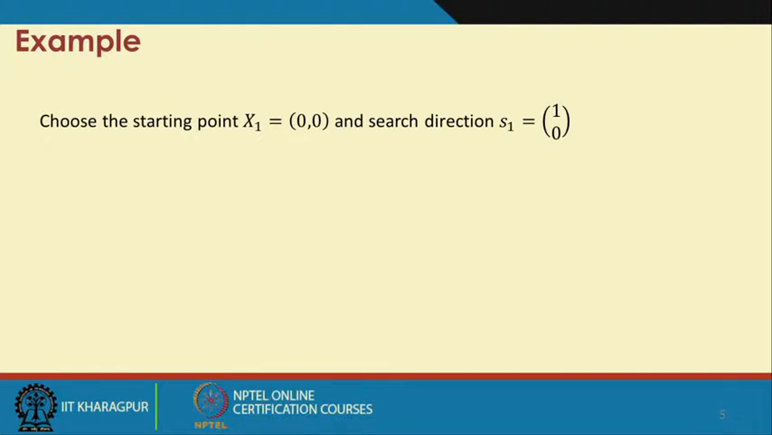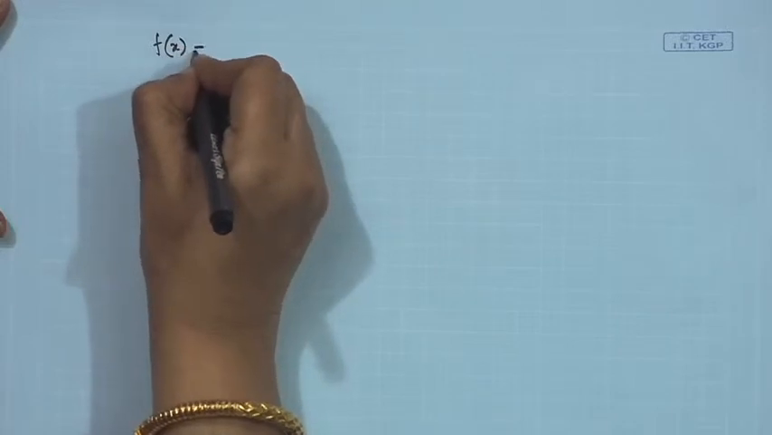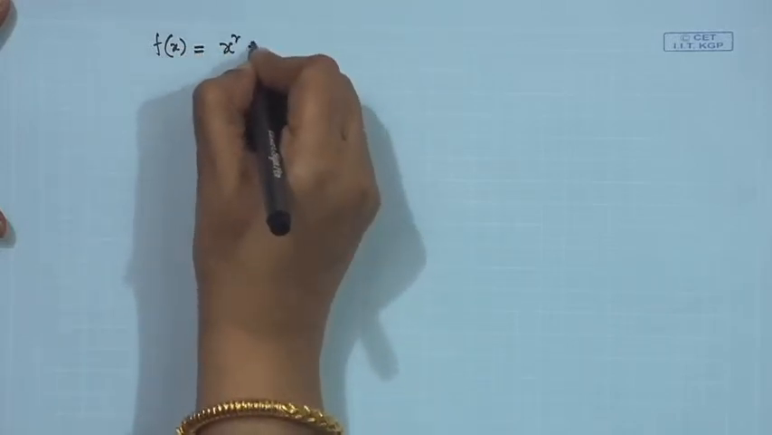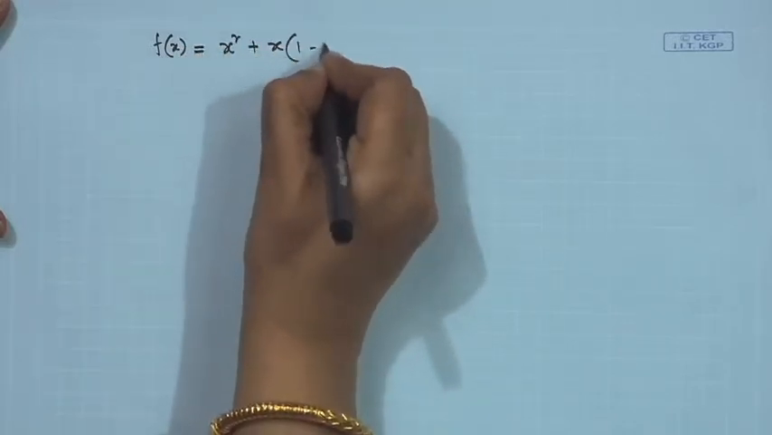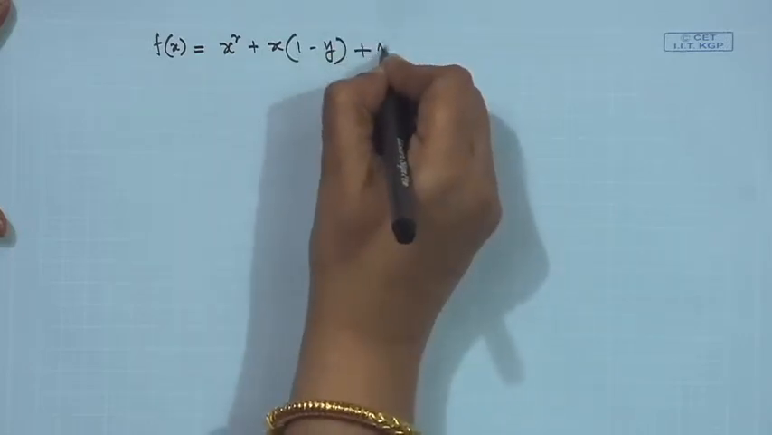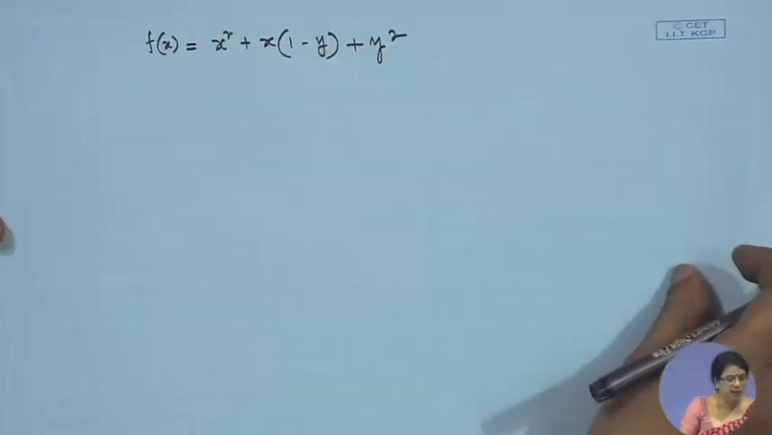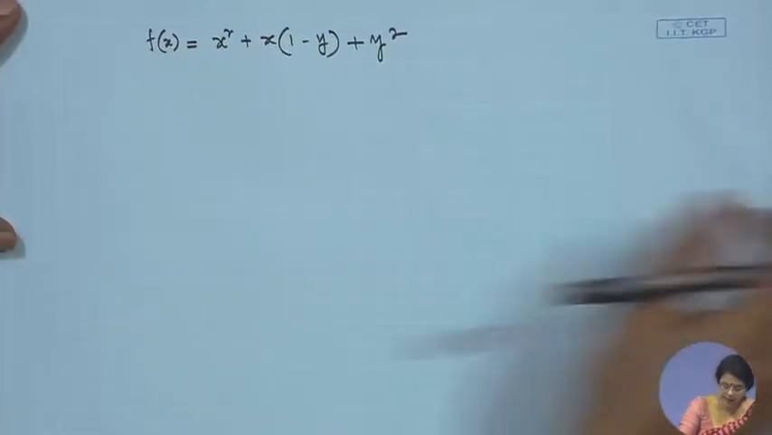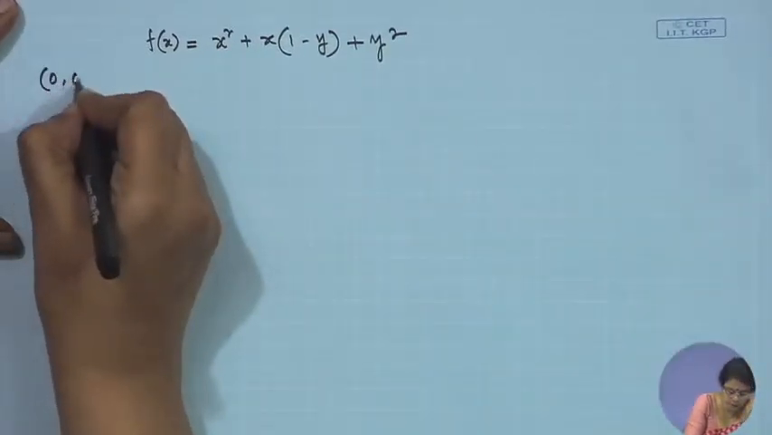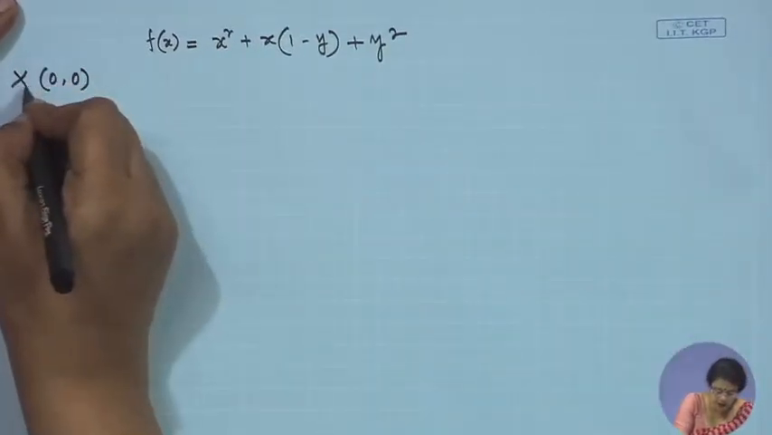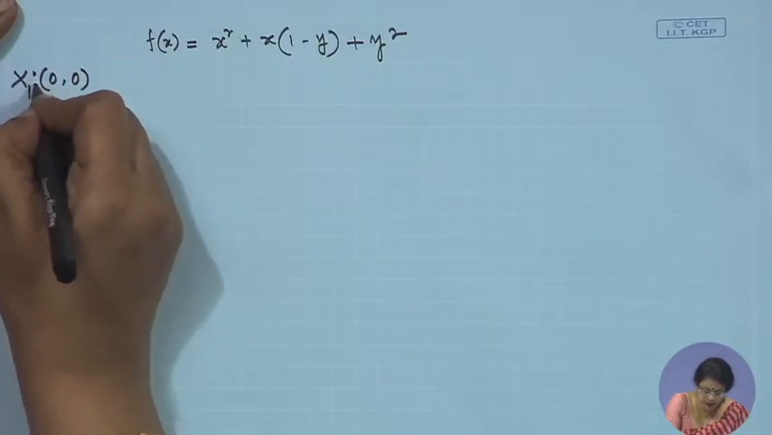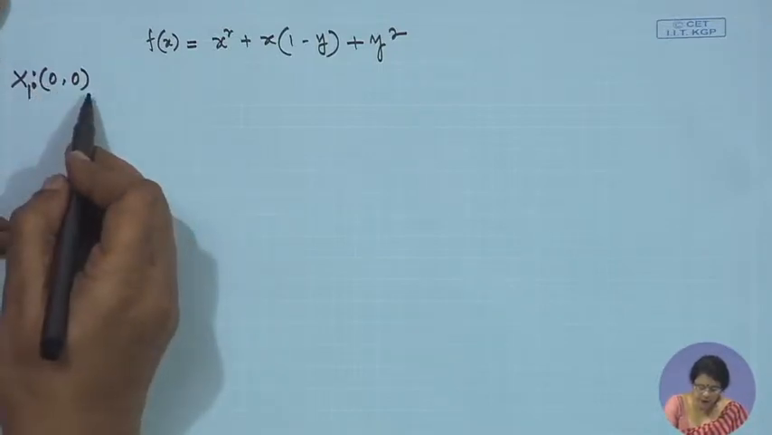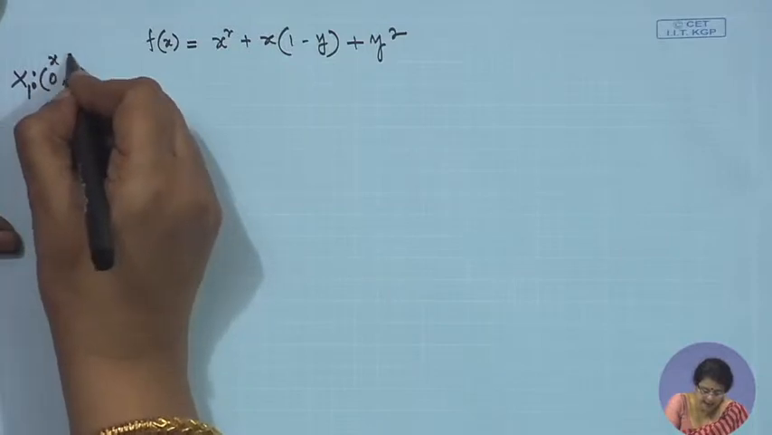Now, you just see this is my function, x square. Now, my starting point is 0 0. This is my first point. If I start from 0 0, this is x, this is y.